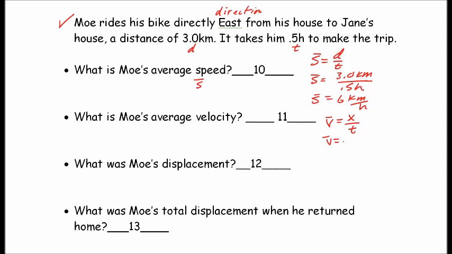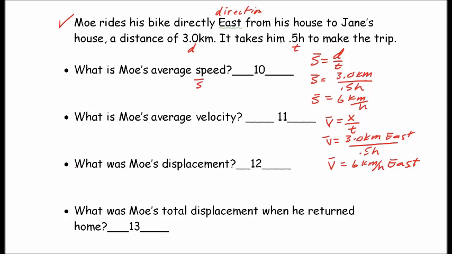So our average velocity then is the displacement which is going to be 3 kilometers in the direction of east. And that's going to be divided by the time, and the time remains the same, 0.5 hours. So when we work out the average velocity here, we get an average velocity of 6 kilometers per hour, but it's east. And that illustrates the difference between speed and velocity.